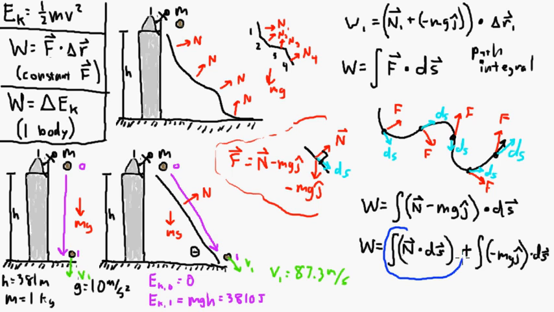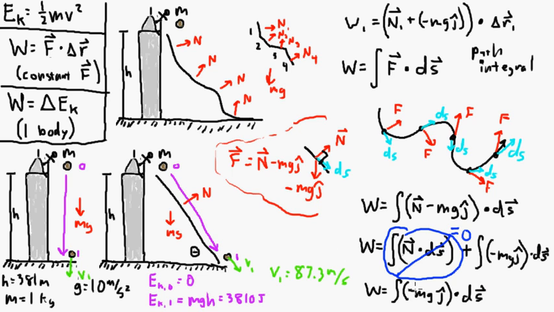So this whole term here equals 0, and it goes away. Okay? So what we're left with is this integral here. And so this is really just the gravitational force. So this is going to be W equals the integral of negative mg j hat dot ds.